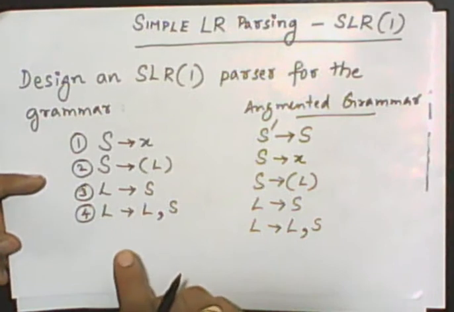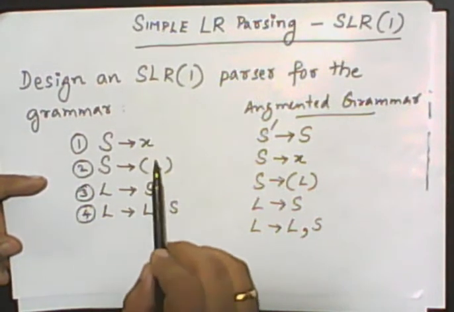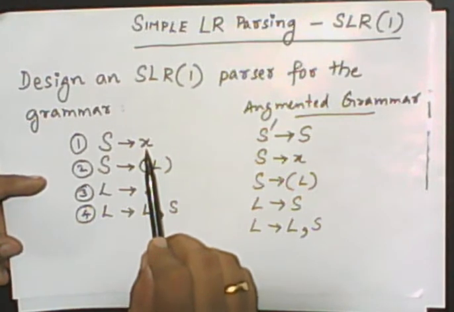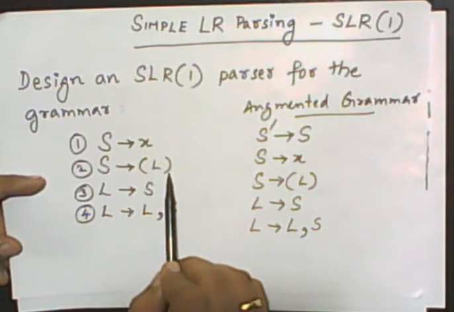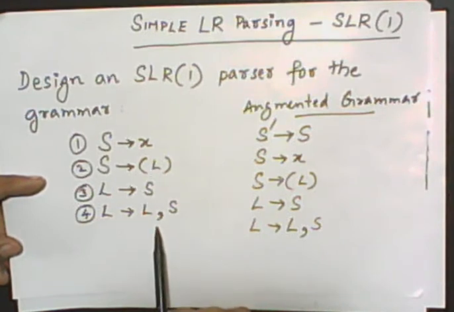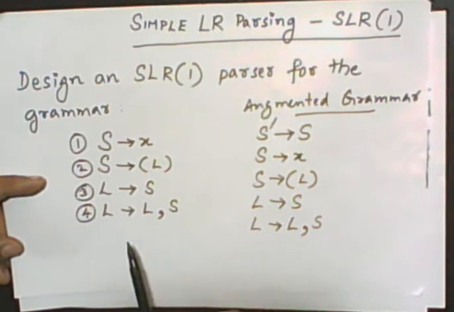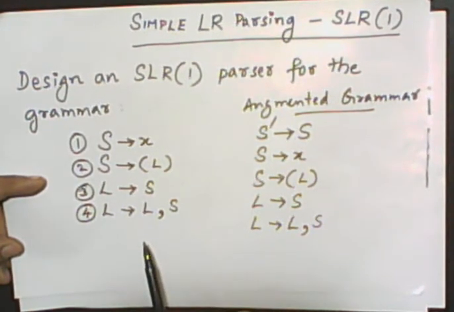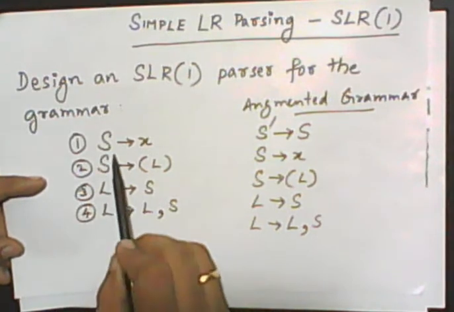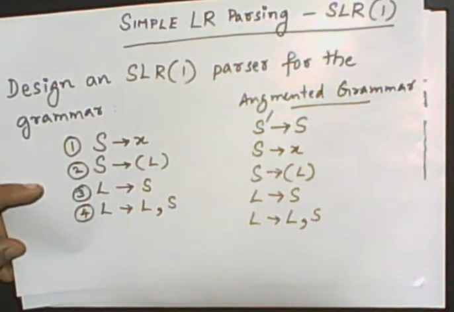So here, let us see what all those terminal symbols are. Here X is the terminal symbol, then left parenthesis, closing parenthesis, and comma, so we have four terminal symbols, plus you need to have the dollar symbol as the last one in the action section, and in the go to section you will have two non-terminals, that is S and L. So let us construct that.